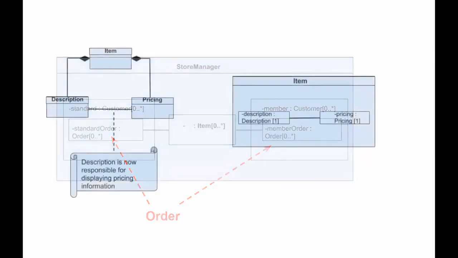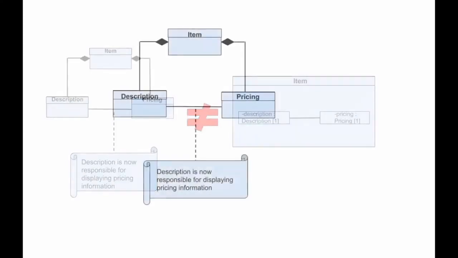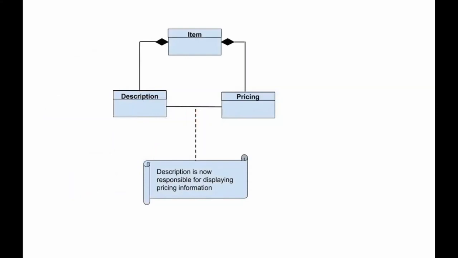The question is, do these two diagrams essentially describe the same thing or have the same meaning? Well, in the class diagram, the relationship between the description and pricing is ambiguous. Strictly speaking, they are not exactly the same. The class diagram shows that description will have a reference to the pricing object, but this does not specify whether the link between the two objects is contained inside the item explicitly.